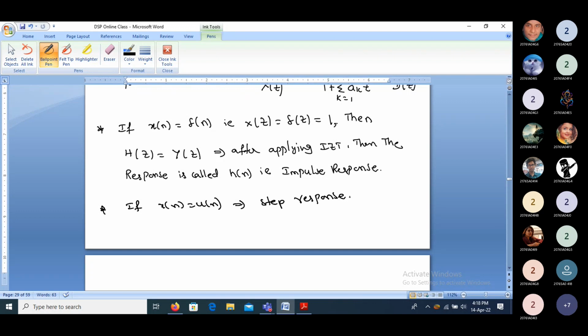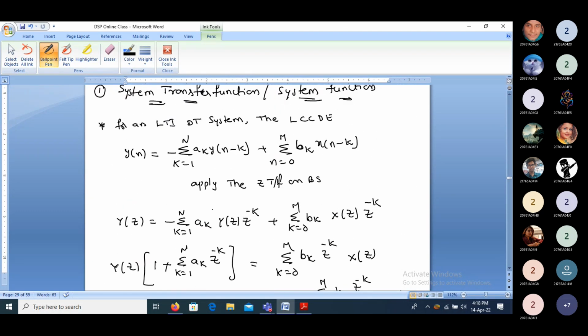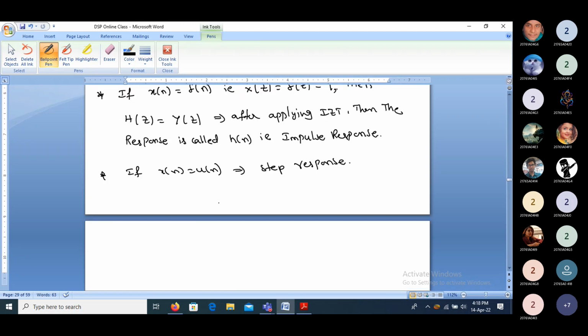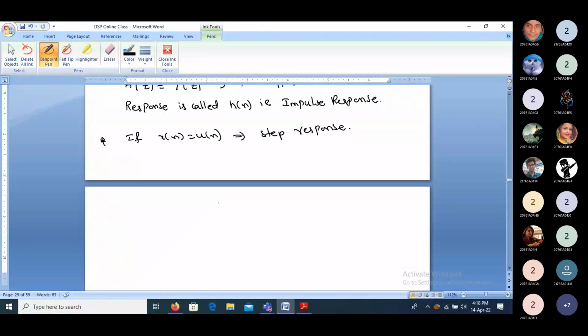So this is about the concept of the system function and how we can calculate it. From that system function, we can calculate the responses: impulse response and step response. So this is the first application of the Z transformation. We discussed them one by one, and you can continue one after another.